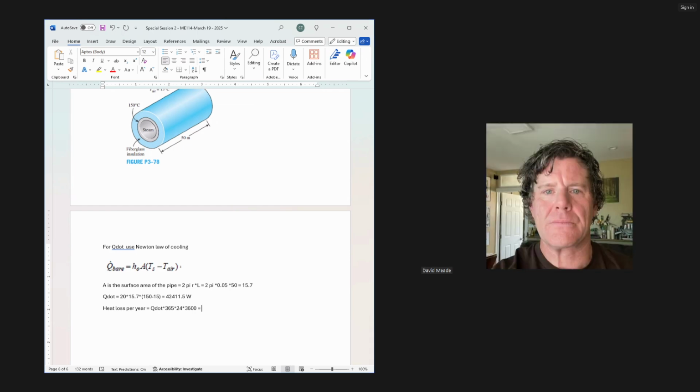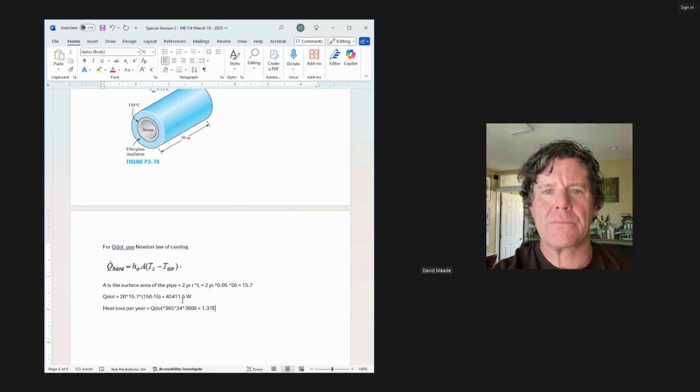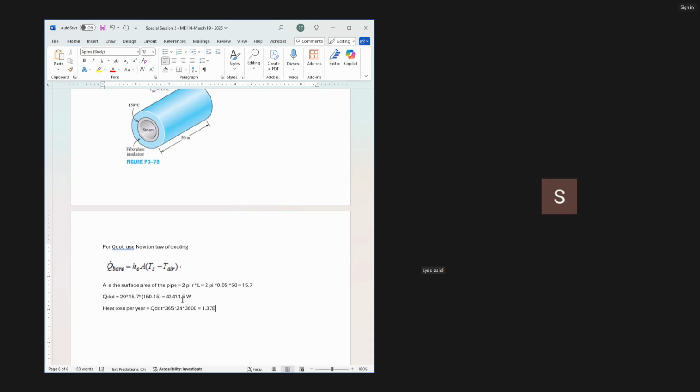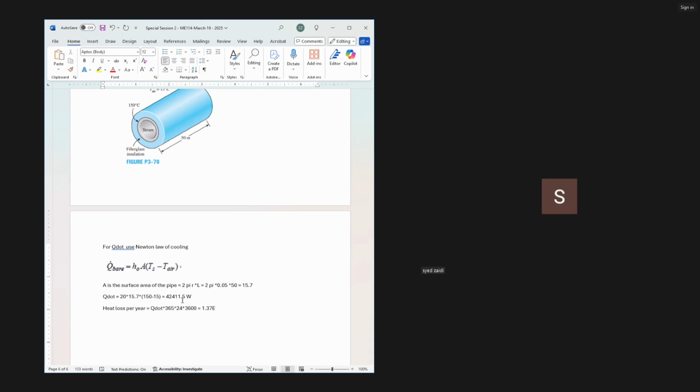Before dividing by 1,000, I got 1.34 e power 12. So then divide it by 1,000. It's 1.34 e power 9 kilojoules per year. So that is the heat loss.